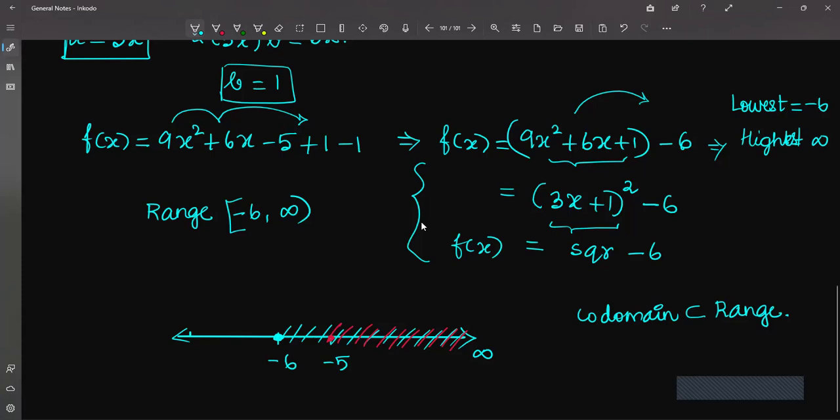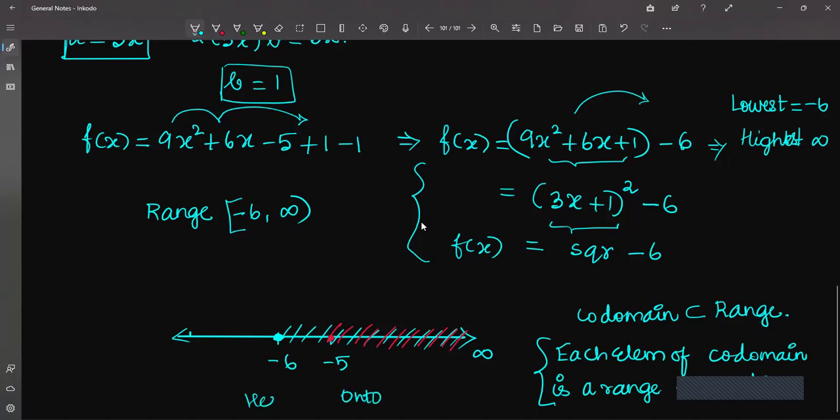So how do we interpret this? Each element of the codomain is a range element. So if each element of the codomain is a range element, or if it is an image of some element in the domain, then it becomes an onto function. Hence, it is an onto function.